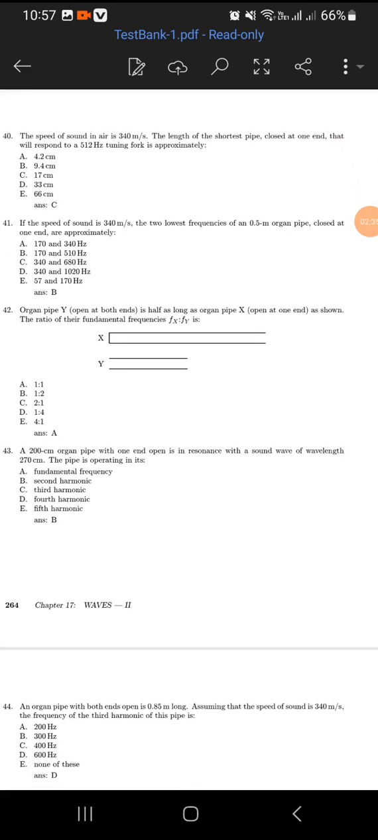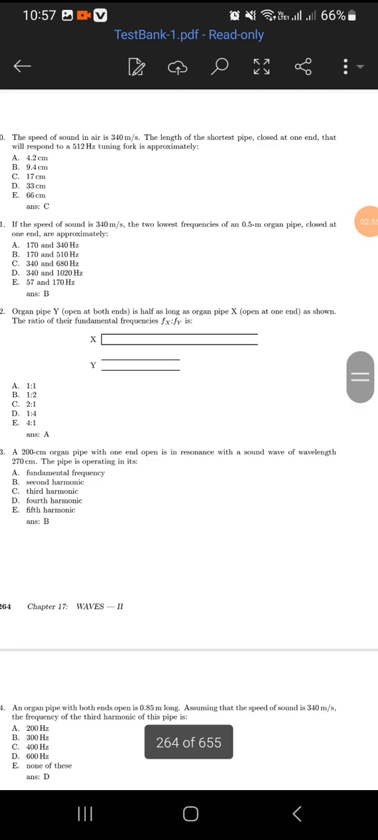So 40, the speed of sound is 340 meters per second. The length of the shortest pipe closed at one end that will correspond to a 512 hertz tuning fork is approximately C, which is 17 centimeters. So if the speed of sound is 340 meters per second, the two lowest frequencies of a 0.5 meter organ pipe closed at one end are approximately B, which is 170 and 510 hertz.